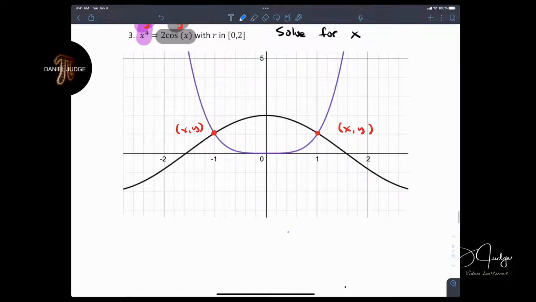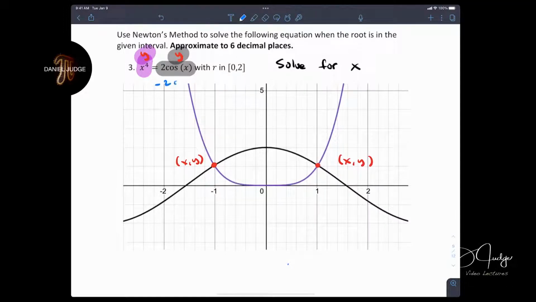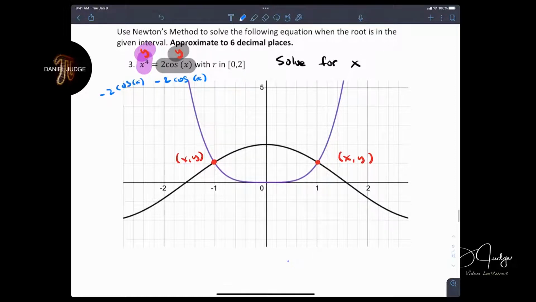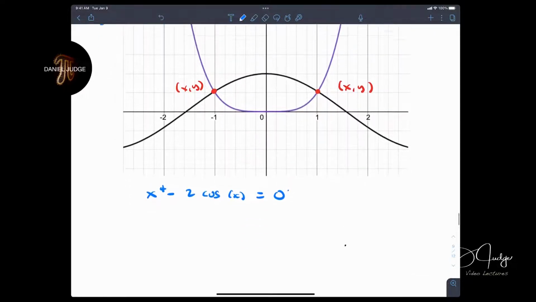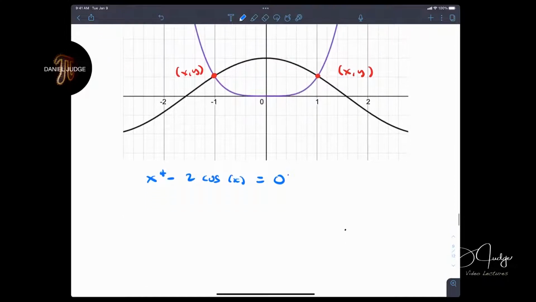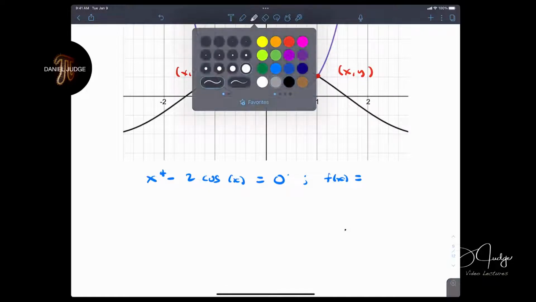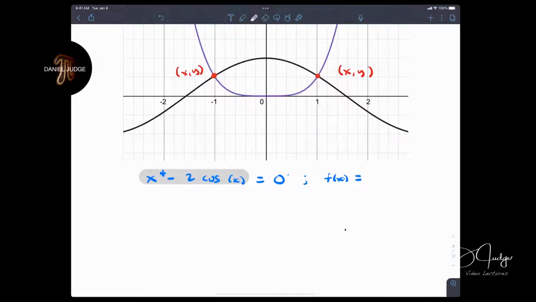So what you'd want to do is simply subtract both sides here from 2 cosine x. I'm going to subtract this term, and you now end up with x to the fourth minus 2 cosine x equals 0. Now, what that will do here is if we let f be this portion here, this is going to be our f. So we're going to let f be x to the fourth minus 2 cosine x.